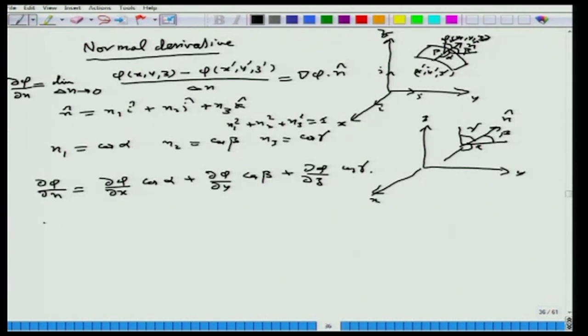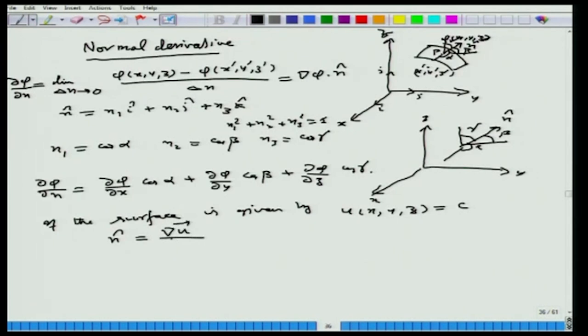Let us say the surface is given by z equal to some function of x, y, or in terms of u(x, y, z) equal to some constant c. If we can solve it for z explicitly, we can express this z as a function of x, y also. Then we know that the normal will be along the gradient of u. So, in this case n cap comes out to be gradient of u over the absolute value of the gradient of u, and then we get the directional derivative.